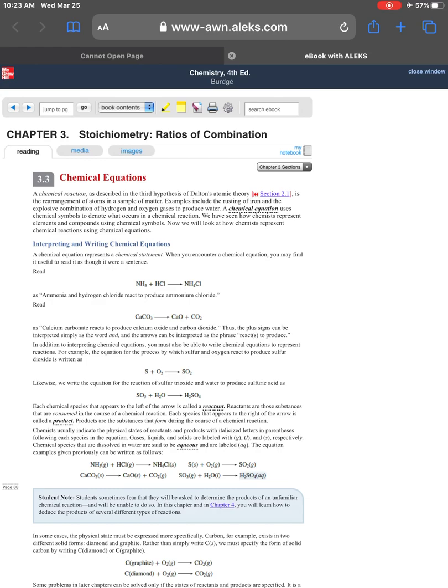Student note: students sometimes fear they will be asked to determine the products of an unfamiliar chemical reaction and will be unable to do so. In this chapter and in Chapter 4, you will learn how to deduce the products of several types of reactions.